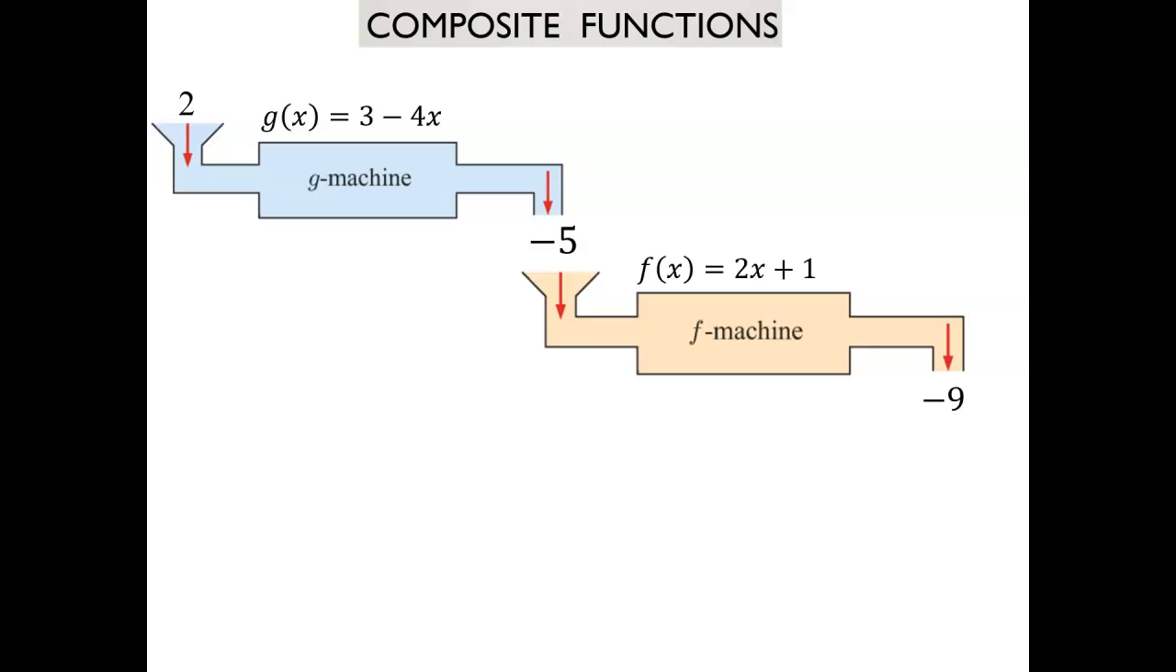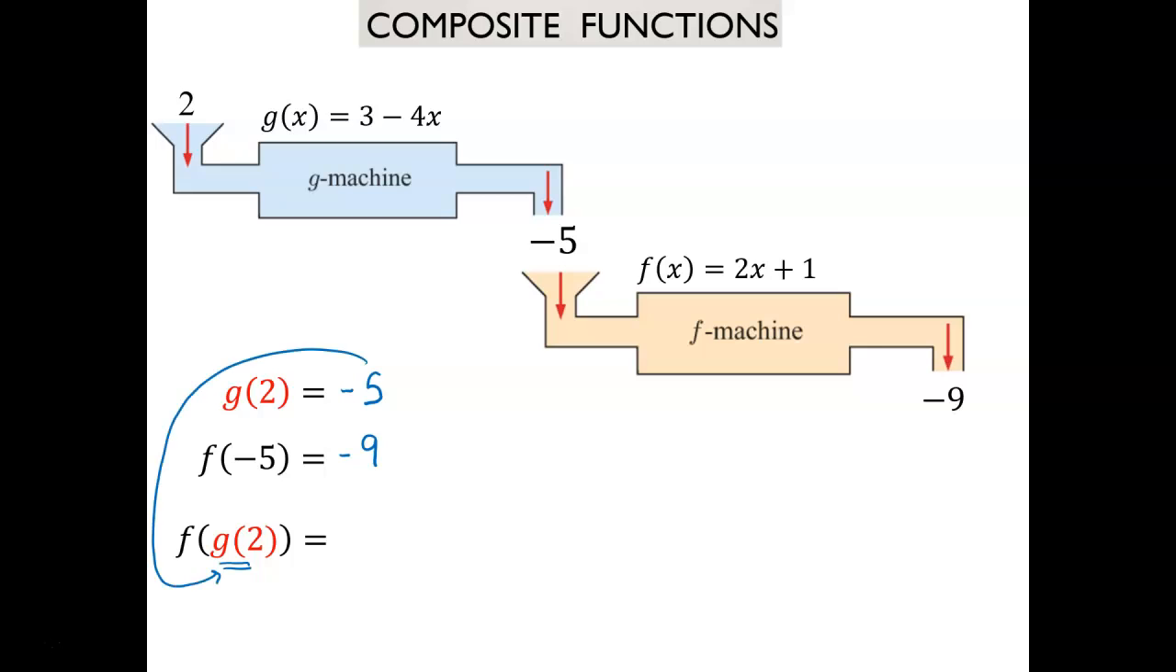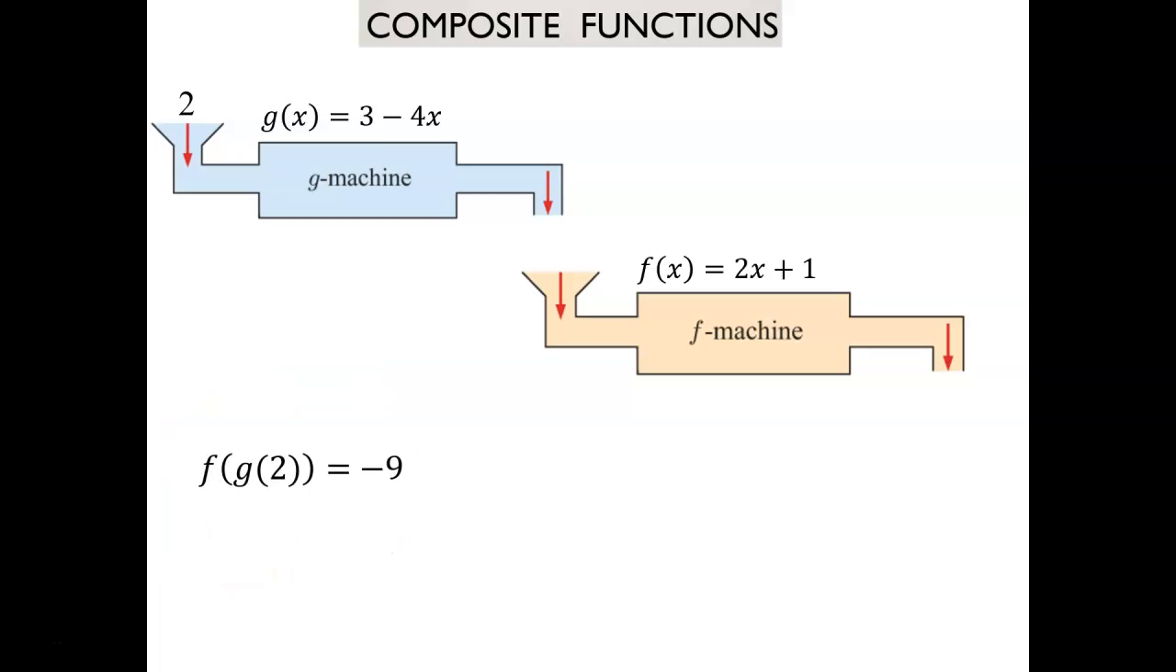Going back to this case, the original x value was 2, so g of 2 gives us minus 5. And when you put minus 5 into f, you get minus 9. So what is f of g of 2? Well, g of 2 is minus 5, so we put f of minus 5, that's how we write it, and f of minus 5 is minus 9.